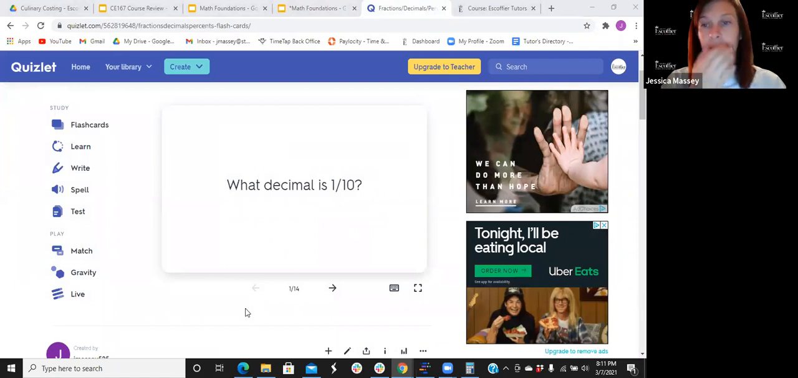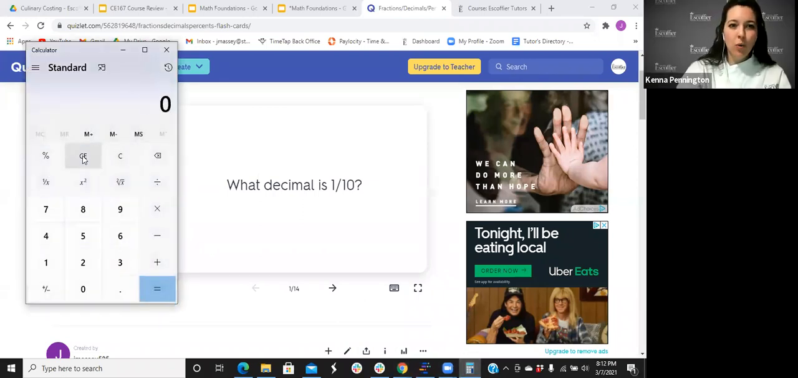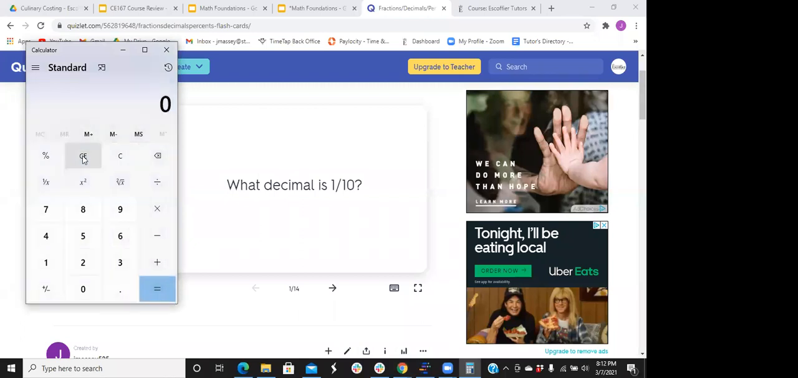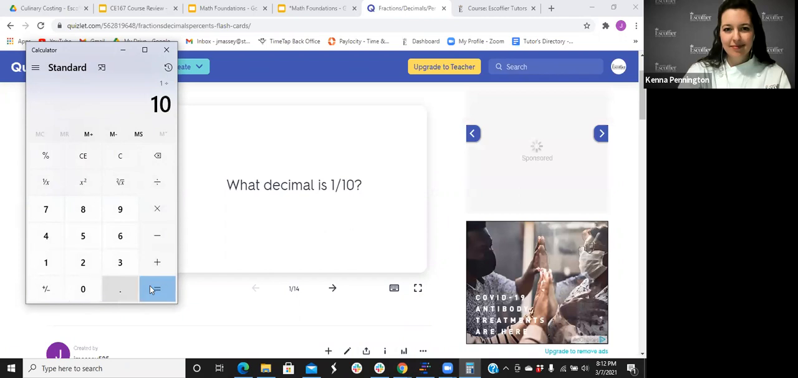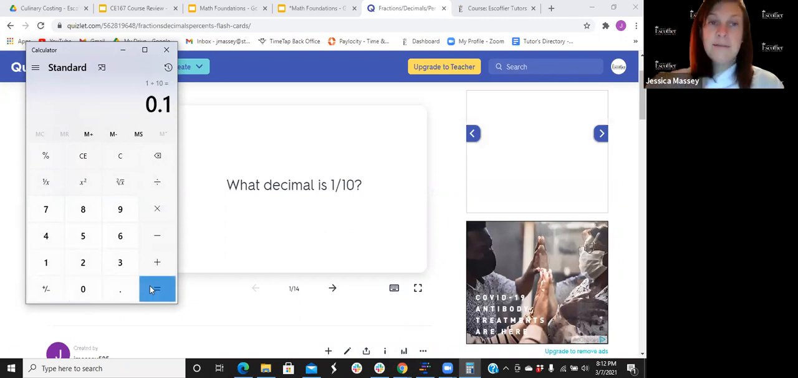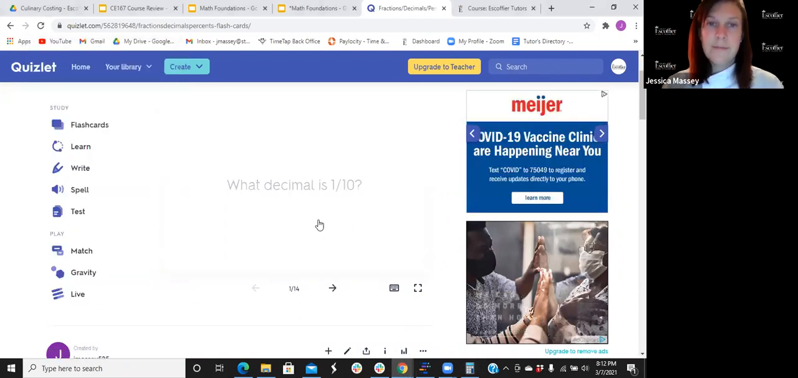Feel free to throw your answer in the chat, say it out loud. How might we get what that is as a decimal? Vanessa says 0.1. Yeah, perfect. And so does Apollo. Awesome. So you take your 1 and you divide it by your 10, get to your 0.1.